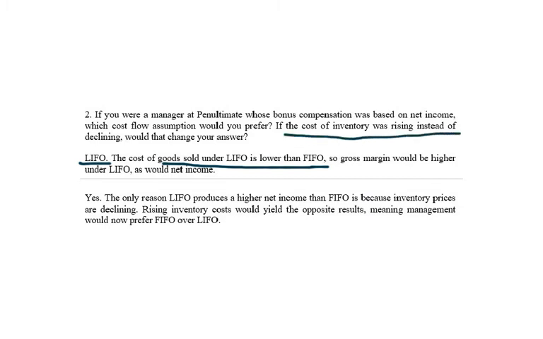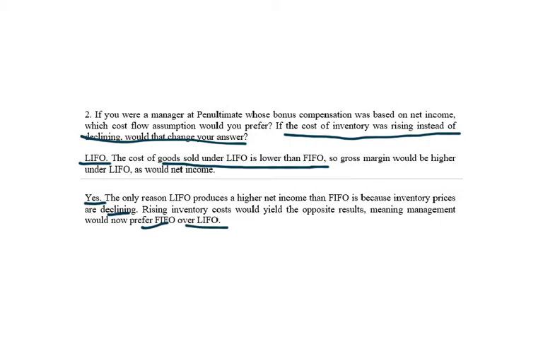Now, if cost of inventory is rising instead of declining, would that change your answer? And of course, that would be yes. Again, the only reason that we're getting a higher net income under last in, first out versus FIFO is because inventory prices were declining. So again, if we switch it to the other way, like my original example was, rising inventory would give us opposite results. So now management would go with FIFO over LIFO.